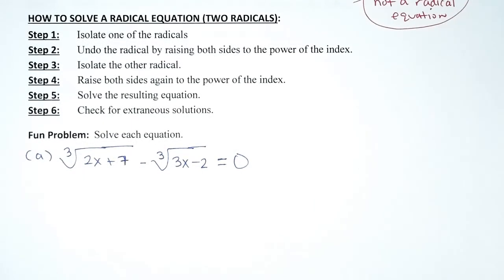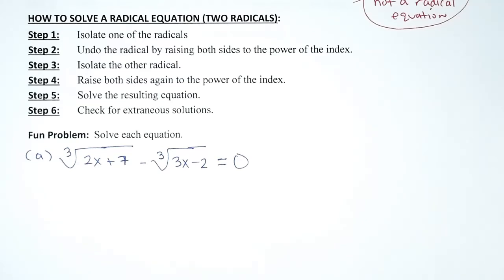Okay, so we are asked to solve this equation. We have cube root of 2x plus 7 minus cube root of 3x minus 2 is equal to 0. When it comes to solving radical equations, the first thing we need to ask ourselves is this: how many radicals do we have? One or two?